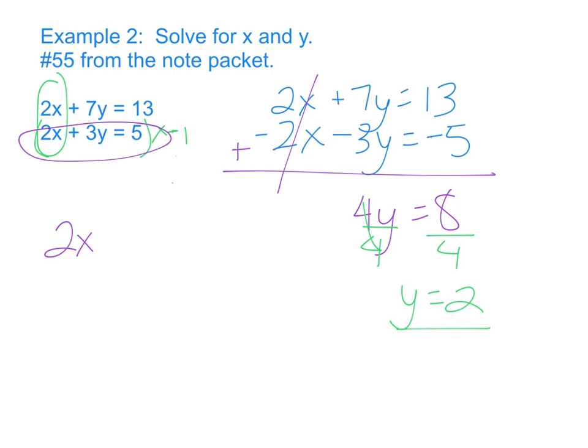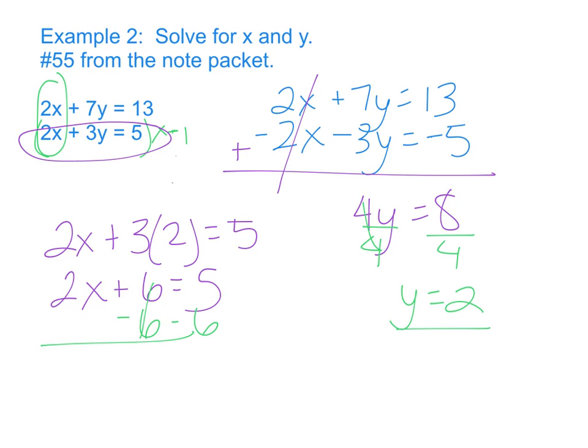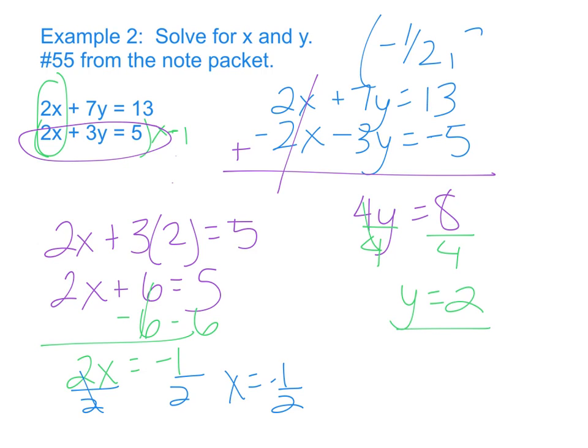So I'm going to have 2x plus 3y, which will be 3 times 2, equals 5. So 2x plus 6 equals 5. Solve for x, so we're going to have to subtract 6 on both sides. 2x equals -1. And then we'll divide both sides by 2. So x is going to be -1/2 and y is 2. So we're going to write that as an ordered pair. And again, it's always a good idea to go back and make sure that the left and the right sides of both equations are equal.